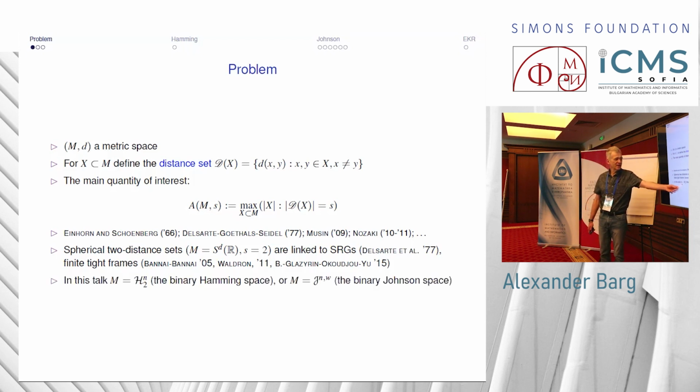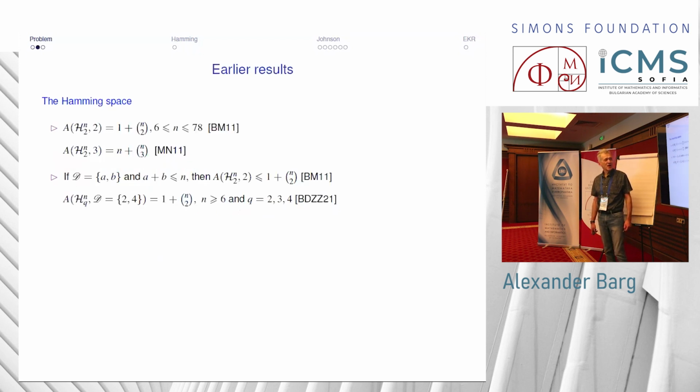So for me, our metric space is the binary Hamming space, or the set of all binary vectors with ones and zeros, in combinatorics called the Johnson space, binary Johnson space. And I'm interested in few distance sets in these two spaces. Right, so what was known until recently?